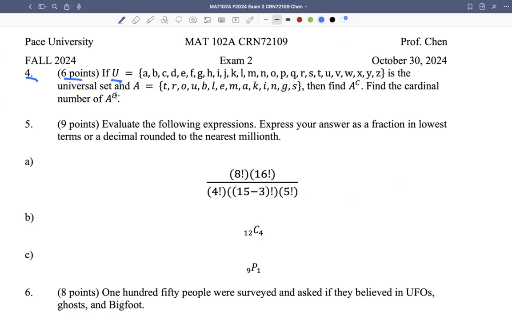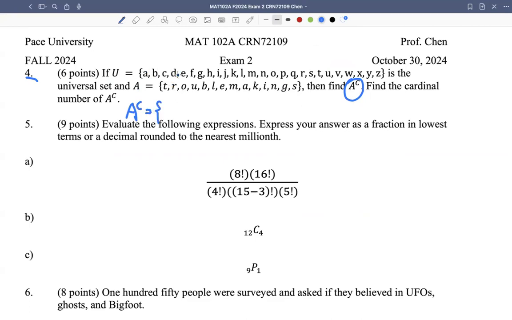A given universal set is A, B, C, D, E, F, G until Z, so 26 letters. Then the subset A is given as T, R, O, U, B, and so on. We want to find the complement of A, and then find the cardinal number of the complement of A. With this, actually, it's very easy. Because what can we do? We want to find the A complement, which means the elements in the universal set, not in A.